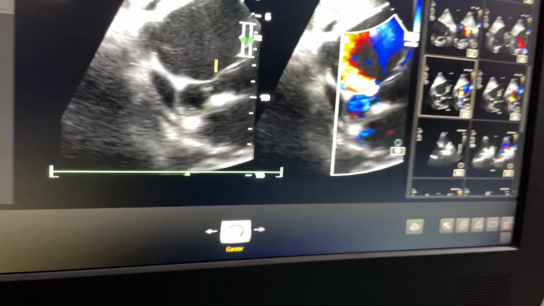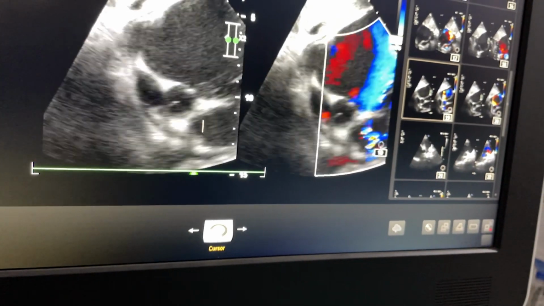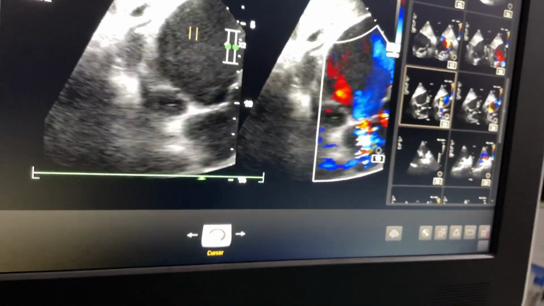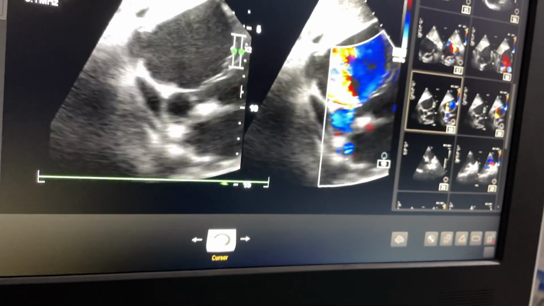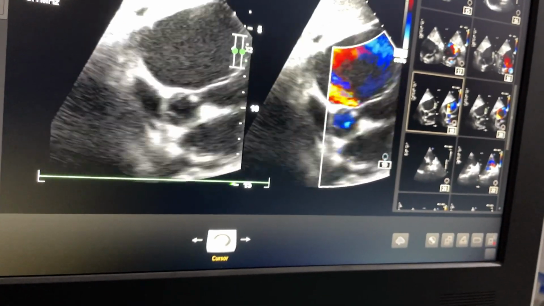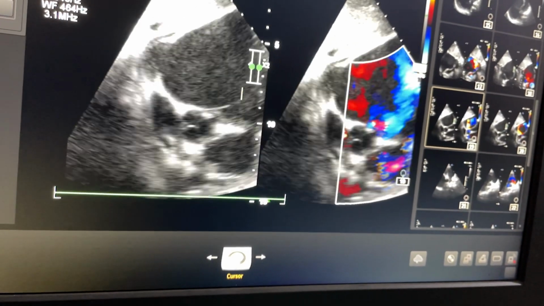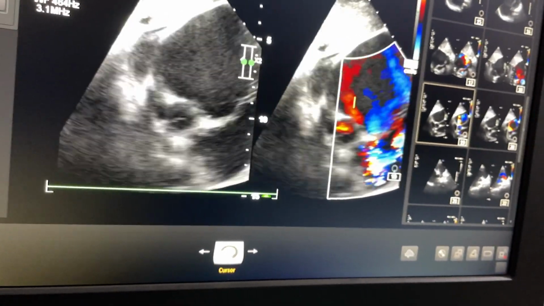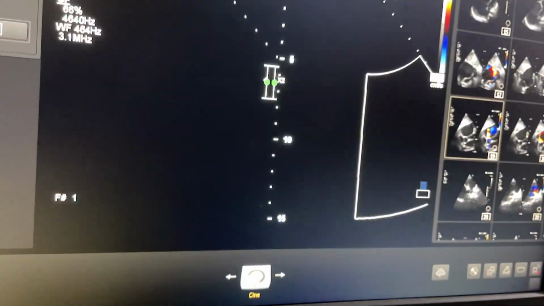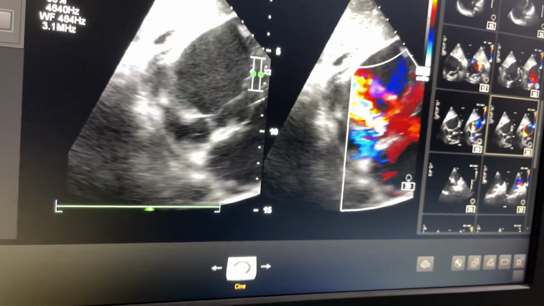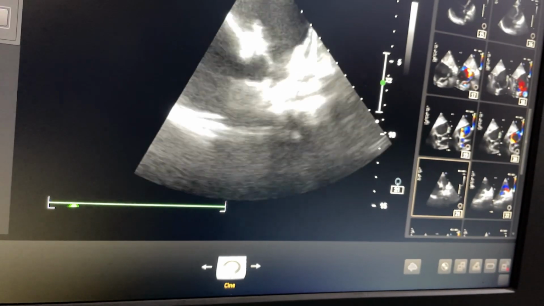So this is tricuspid valve, very big valve. This is tricuspid valve, and this is atrialized right ventricle, and this is true right ventricle. So this is right ventricle, and this is atrialized right ventricle, and this is tricuspid valve, and this is TR jet. Same thing. This is pulmonary valve.